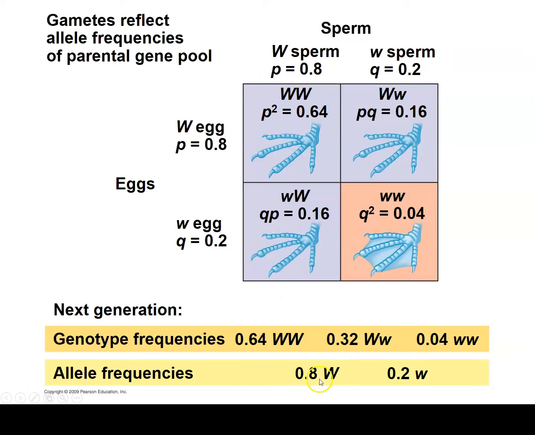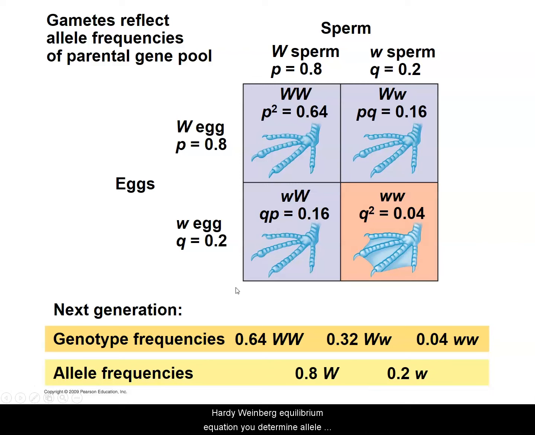Here are our allele frequencies, 0.8 and 0.2. 0.8 squared is 0.64, so our homozygous dominant genotype frequency is 0.64. Our homozygous recessive frequency is 0.04, because 0.2 squared is 0.04. And then to determine the heterozygotes in the middle, it's 0.8 times 0.2, which is 0.16, times 2, which is 0.32.